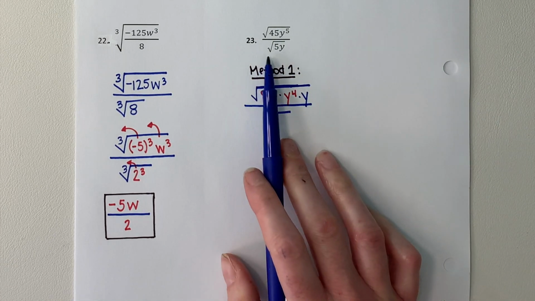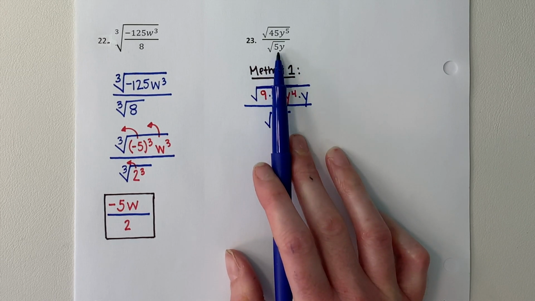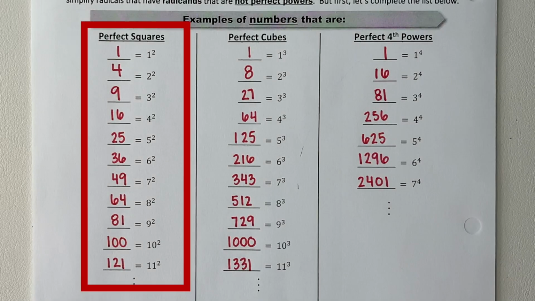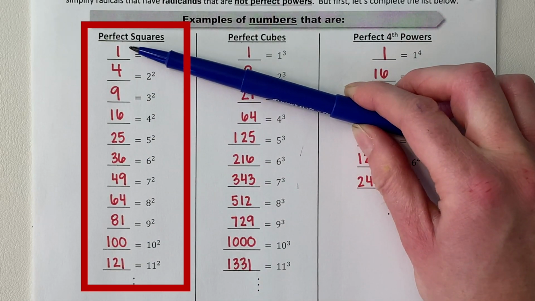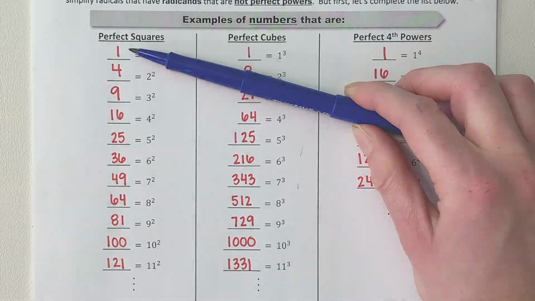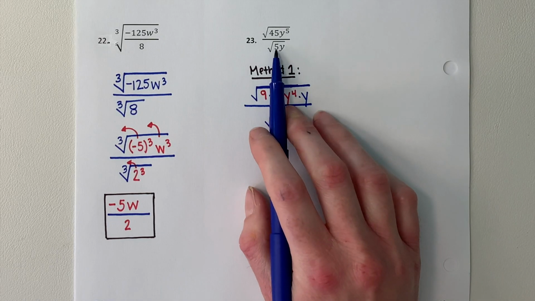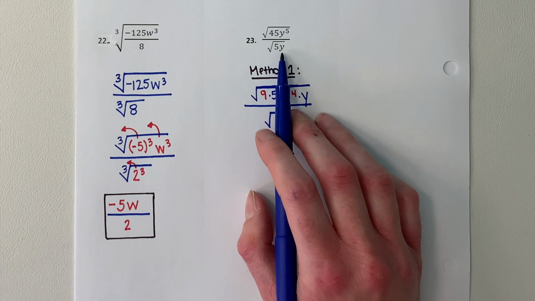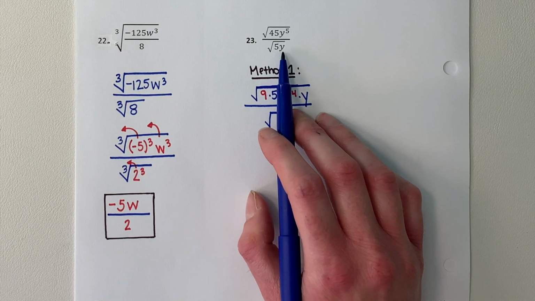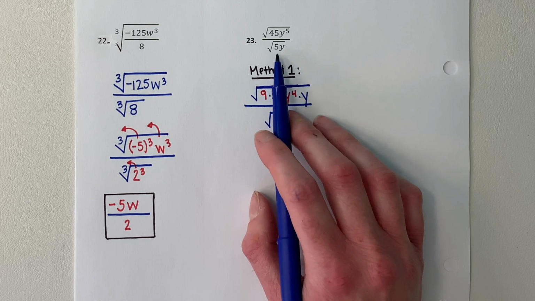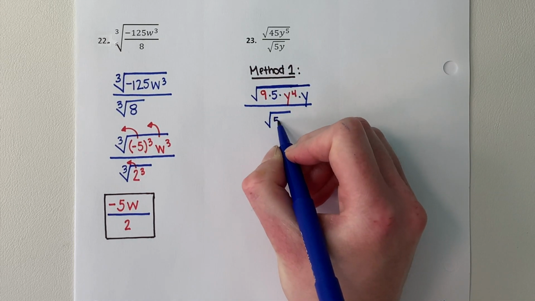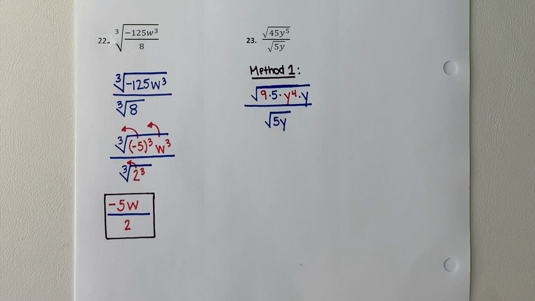Next, let's look at the denominator here. First, we want to ask ourselves, is 5 a perfect square? It is not. And if we try to find the largest perfect square that multiplies evenly into 5, you'll find that the largest perfect square is 1. So that means we can't simplify the square root of 5 any further. Same with y. y is not a perfect square, and there are no perfect squares that multiply evenly into y. So that means we leave this denominator as is. It cannot be simplified any further.